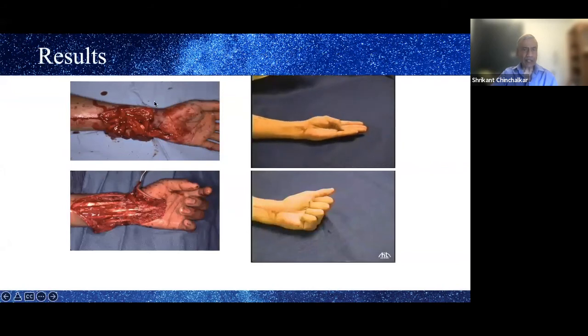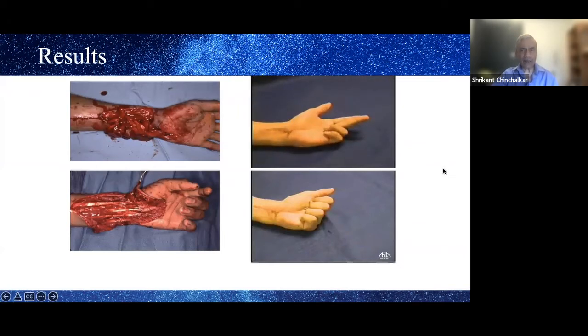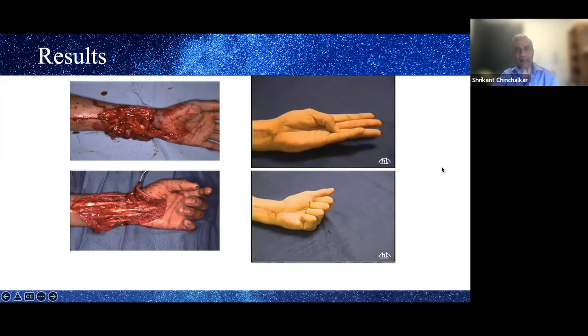So here is a patient with multiple tendon transections. And then with the modification of the treatment program, he can extend one finger at a time. And then, of course, has complete freedom of motion of each and every finger.